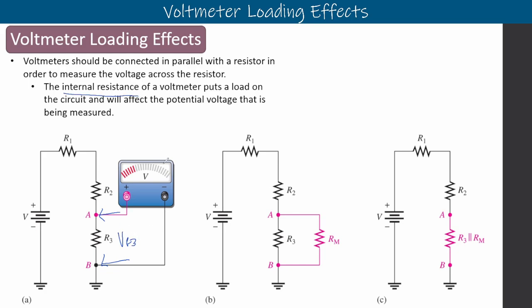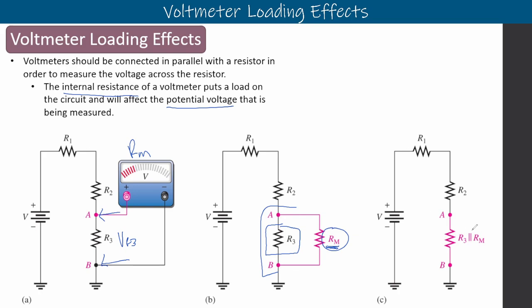The internal resistance of our meter, the RM, we want to call it that for our resistance of the meter, will be placed in parallel. And we see that in this next one here, where we replace the meter itself with a resistance, and we call it RM, the meter's internal resistance. And if that meter's internal resistance is too close to the resistance value of R3, then we're going to have a problem with the potential being shared. It's going to affect how it's measuring the circuit.